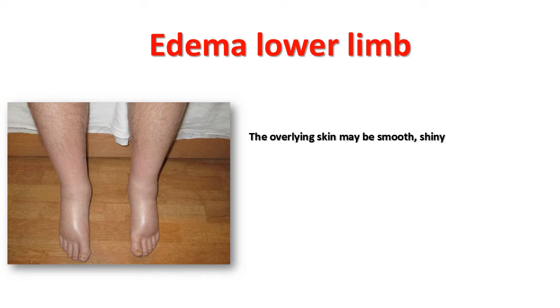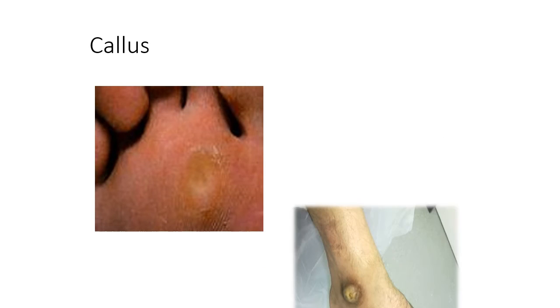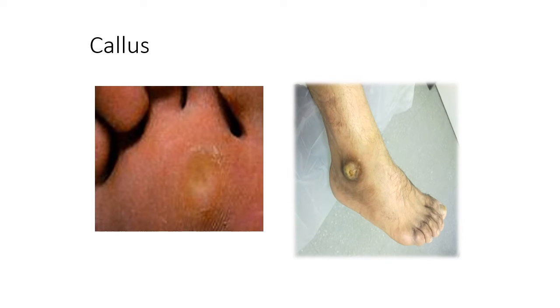Look for edema of the lower limb. Manifestation of edema, of course, the overlying skin may be smooth and shiny with loss of normal skin wrinkles, and dorsal toe joint creases are lost. Dorsal toe extensor tendon appearance is lost, and the distinct edge of the medial malleoli is also lost.